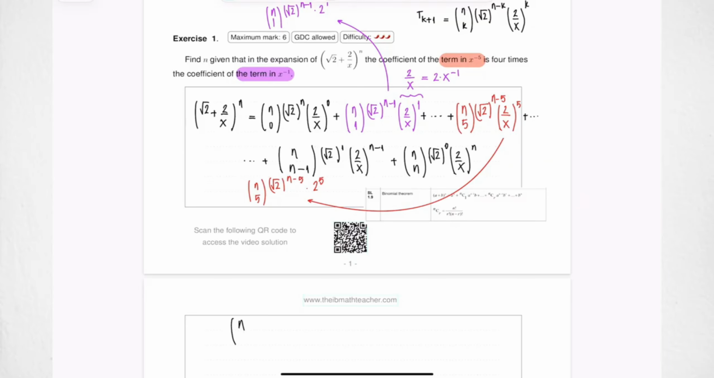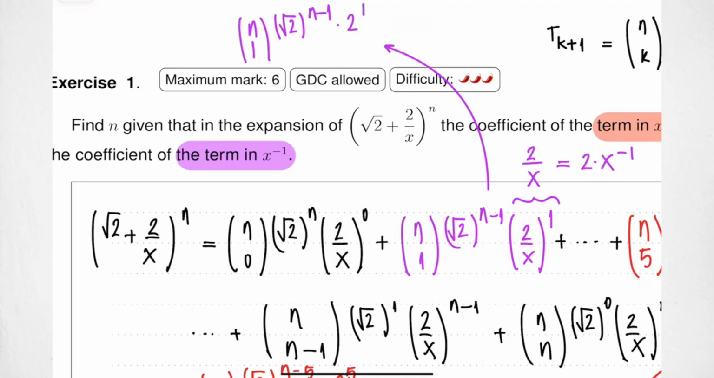So we know that n choose 5 root 2 to the n minus 5 times 2 to the 5th power is equal to 4 times the coefficient of the term in x to the negative 1, which means n choose 1 root 2 to the n minus 1 times 2 to the first power. Now this is when we realize why this is a paper 2 question. GDC is allowed, and by the way, I never mentioned it, but this is a paper 2 style question. But before we start plugging things into our GDCs, let's just simplify this as much as possible.